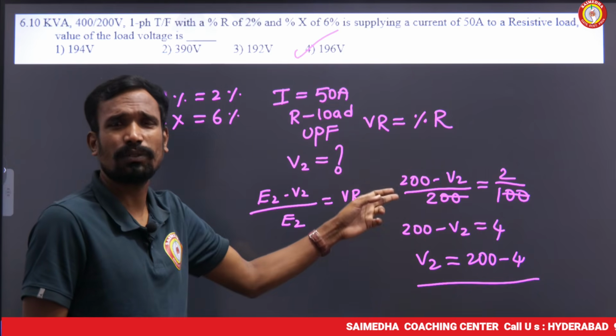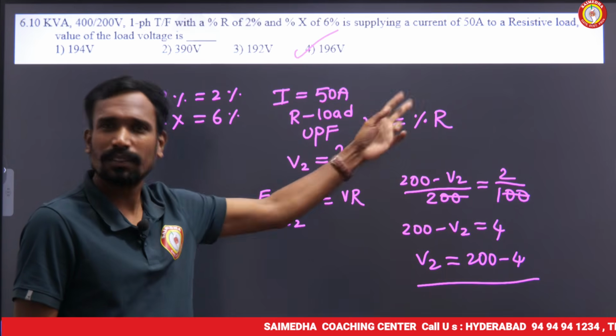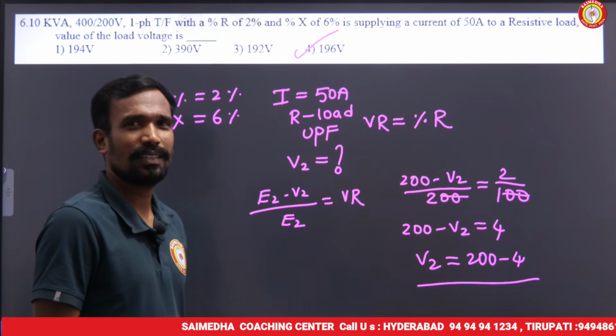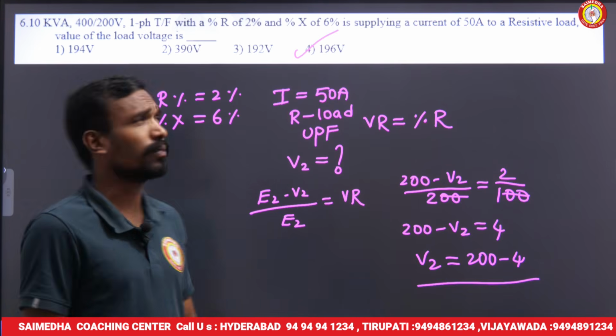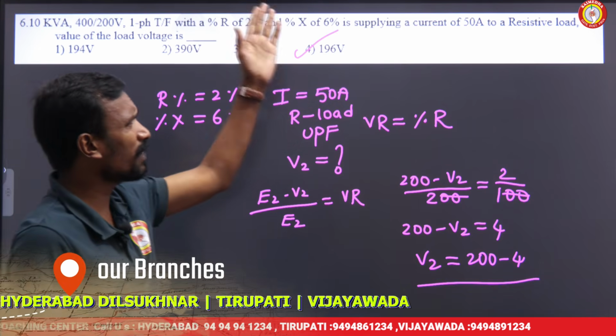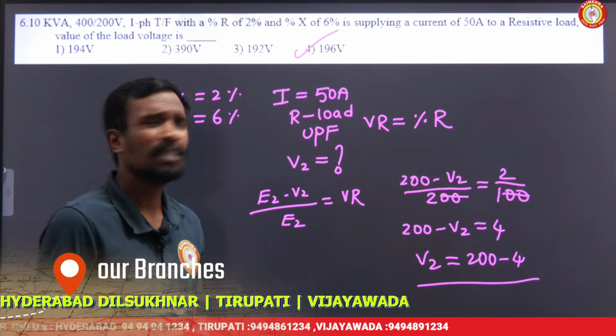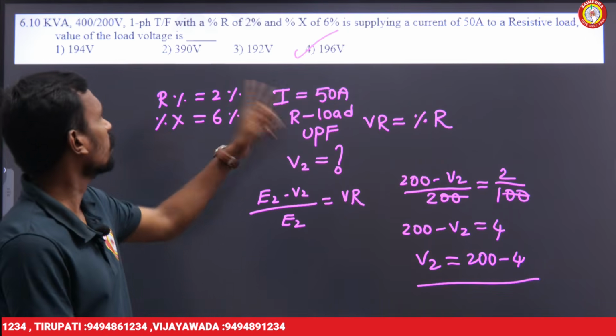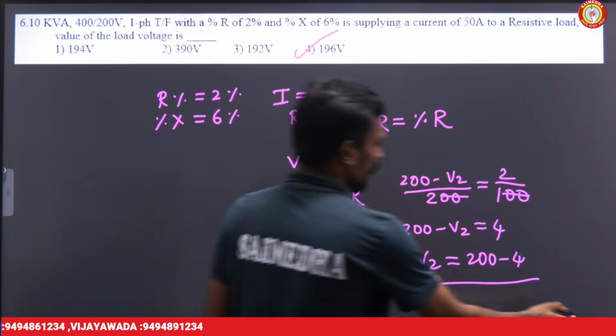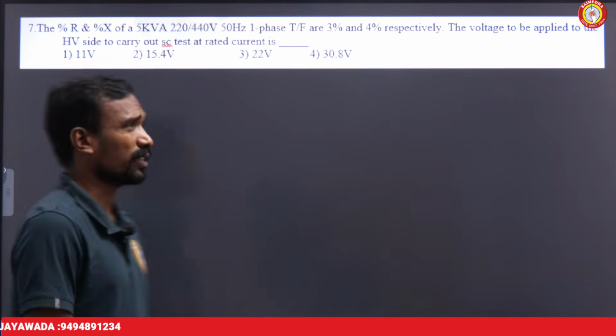Based on that, we need to give the answer. For an RC load, we need to give the answer based on that: per unit R into cos phi plus or minus per unit X into sin phi. For RL load and RC load, they will give you the power factor. Here, there is no need to take the power factor. Yes or no, guys? So this is simply about the voltage regulation concept, a different question.